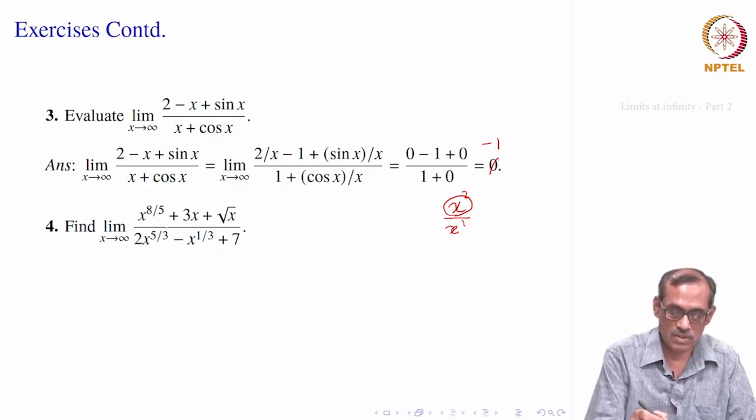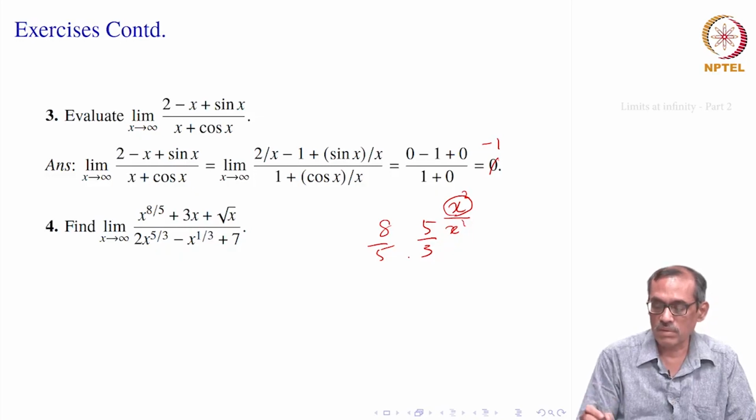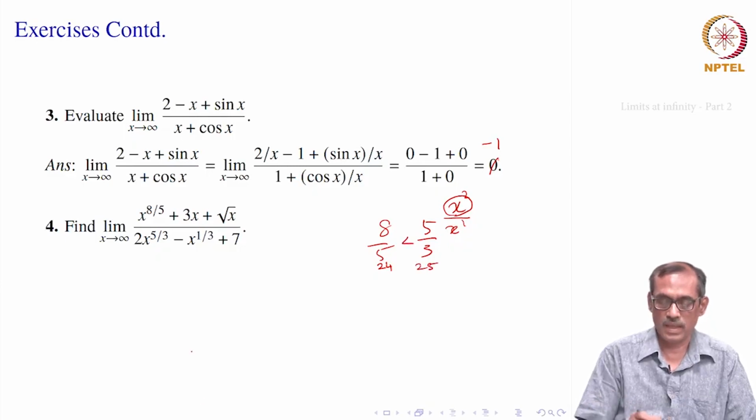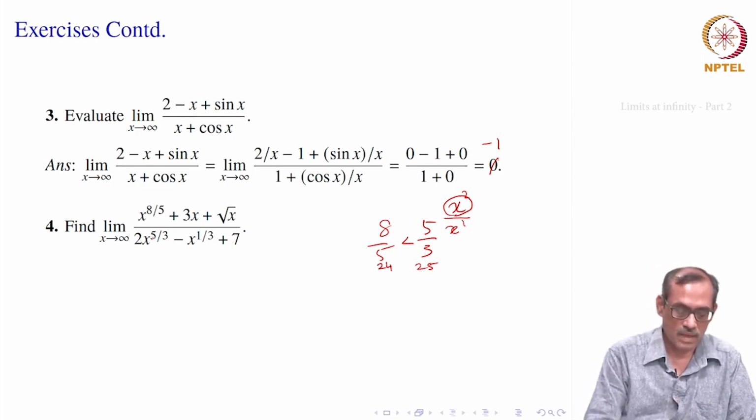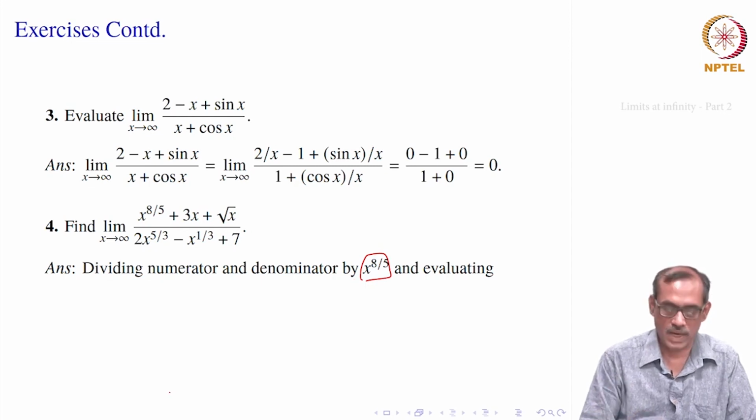So, which one is bigger, 8 by 5 or 5 by 3? If you multiply by 15, this would give 24 on the left side, and 25 on the right side. So, this is what is happening. Then the bottom should dominate, and let us try to see what happens. So, we divide by x to the power 8 by 5. We could have divided by x to the power 5 by 3 also, as an alternative way. So, divide the numerator and denominator by x to the power 8 by 5.